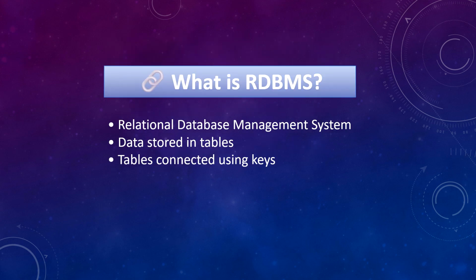What is an RDBMS? RDBMS is nothing but a relational database management system. And in an RDBMS, we store data in the form of tables. Let's take an example of files. In files, we store the data in Excel format. But in RDBMS, we store the data in table format like rows and columns. And those tables are connected using keys. What types of keys? In SQL, we have two types of keys, primary key and foreign key, that we will study in our next series.